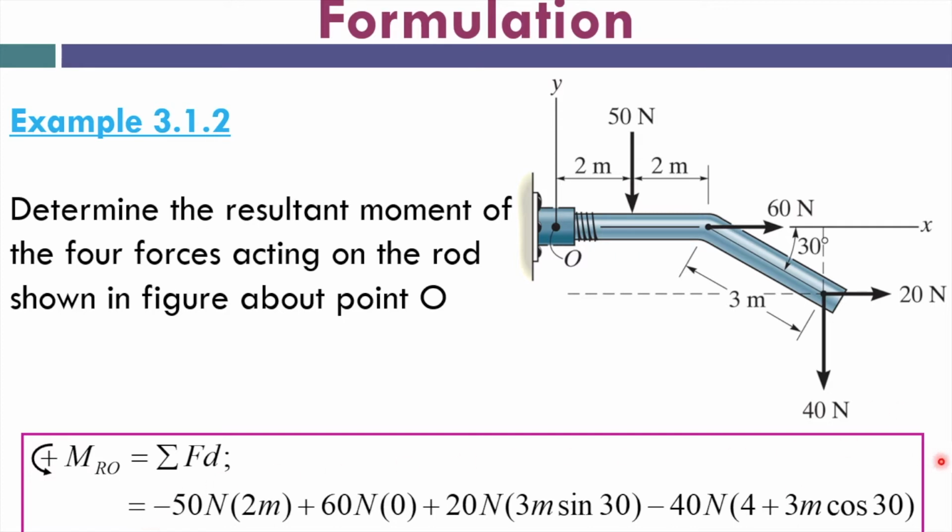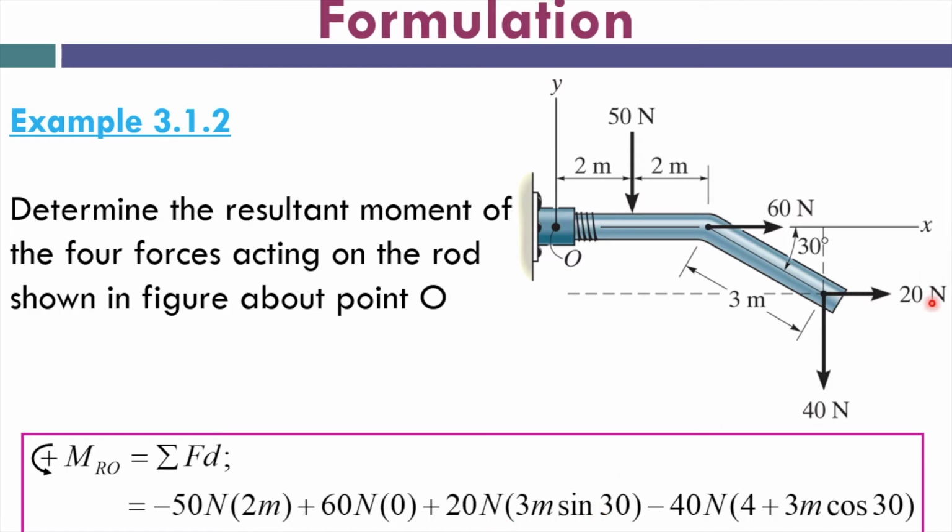So when we solve this, we will get a value of negative 33.92 Newton meter, or we write 33.92 Newton meter in the clockwise direction. That means it's a negative value, you can write it like this, or if you write a positive value, you write it in the clockwise direction. Okay, that's how we do the calculation for this part.